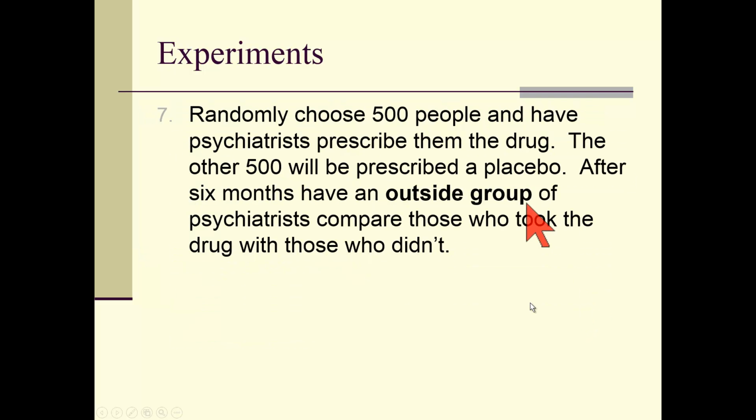And so a real study would need the following. We'll do our 500 in a treatment group and 500 in a control group, but then at the end we'll have an outside group of psychiatrists do the final diagnosis. These are professionals who are trained, but they have no idea who was getting the drug and who was not.